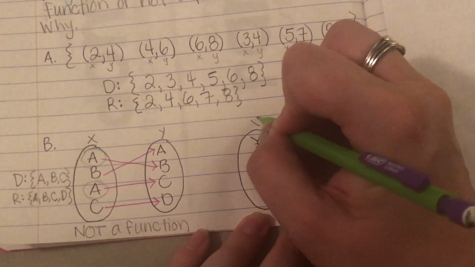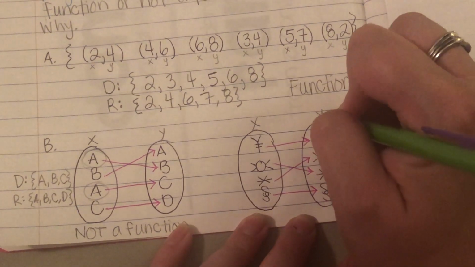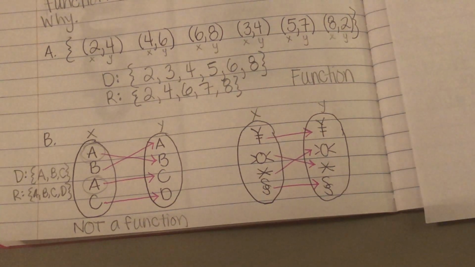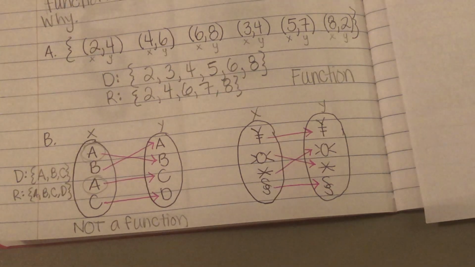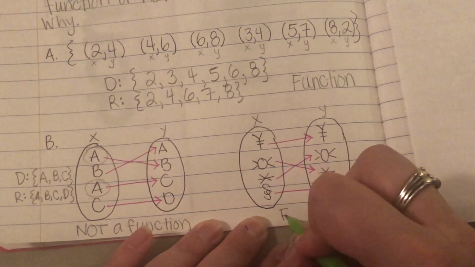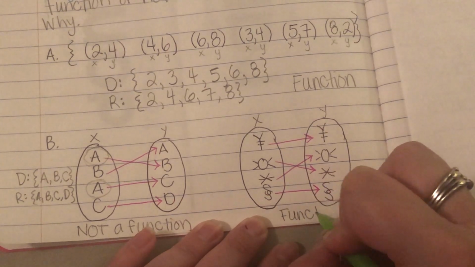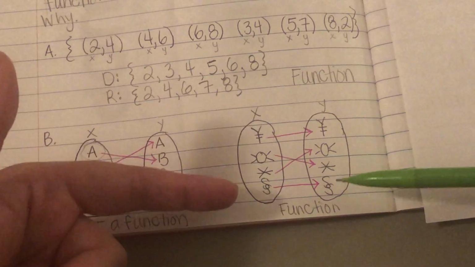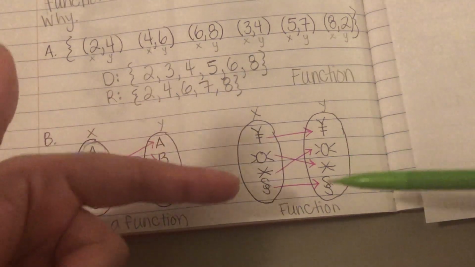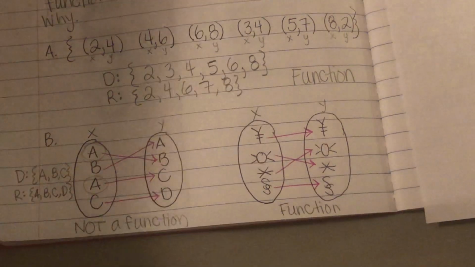So take a look at your x's. Do any of the x's repeat? Do any of the symbols in this x circle look the same? No, they don't. So this is a function. And my domain and range, it looks like is the same, would be these four symbols. Okay? All right.